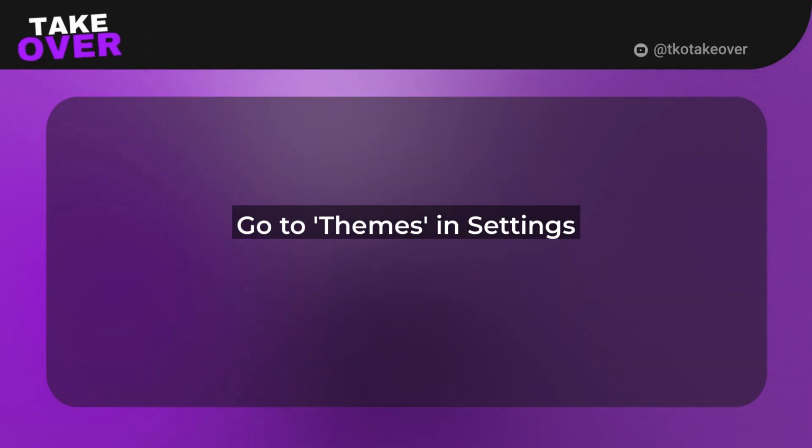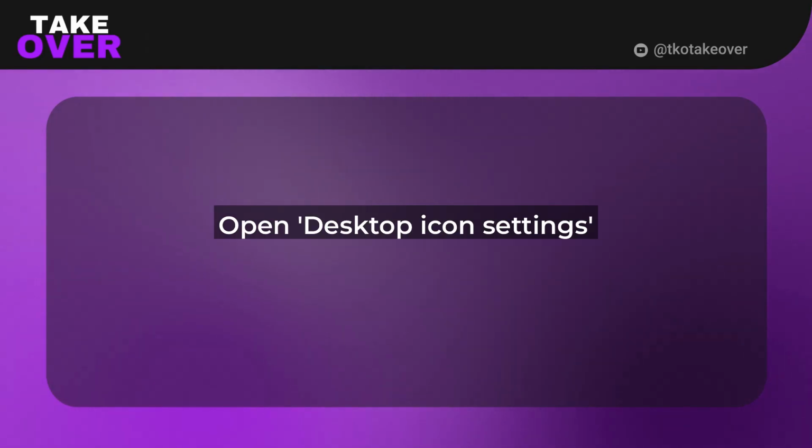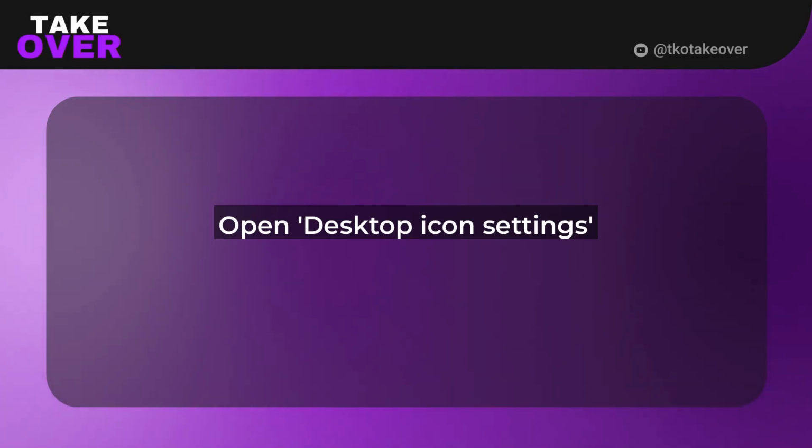Simply check the box next to Recycle Bin. If it's grayed out, double-check your permissions or system settings. Hit Apply, and then OK to save your changes. Voila! The Recycle Bin icon should now appear on your desktop.